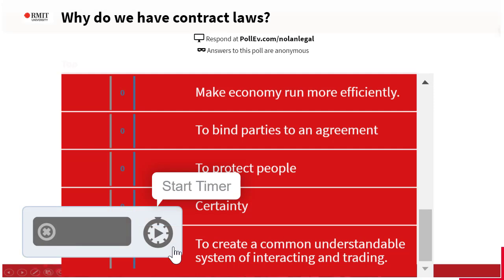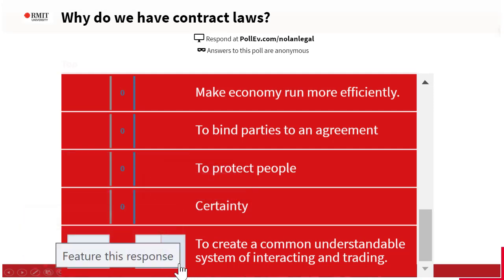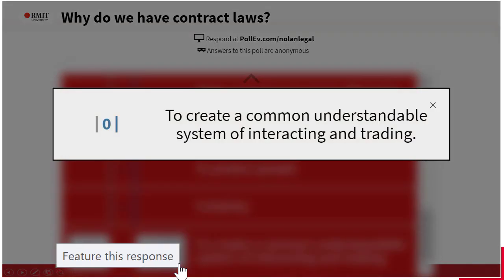Again, this is another really excellent idea here too. This feature, this response, that'll do. To create a common understanding and a system of interacting and trading.